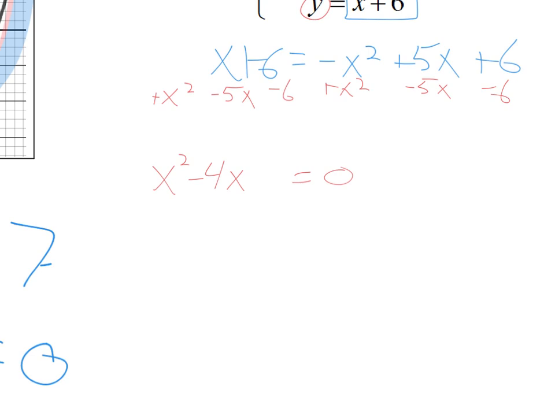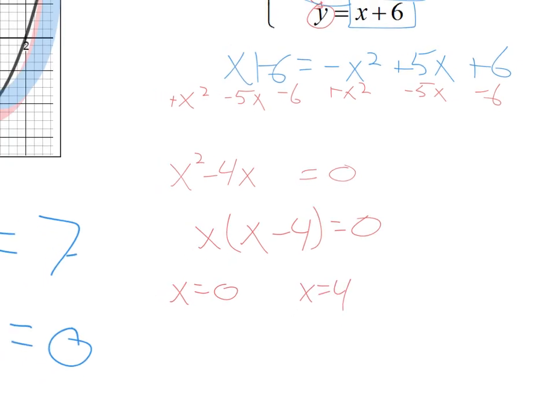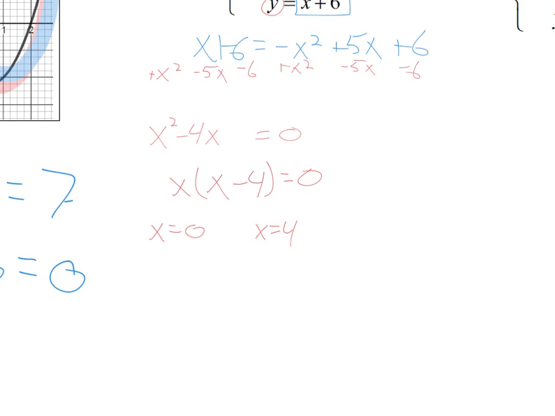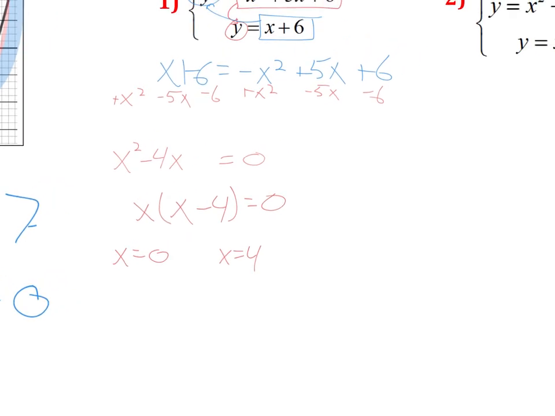As promised, we're going to factor this out. I'm noticing a GCF of x, so we'd have x minus 4 in parentheses. And this gives me my two solutions. I've got x equals 0 and x equals 4. Now these solutions, remember, should represent points of intersection, and points of intersection should be written as coordinates. So I've got 0, comma something, and then 4, comma something.